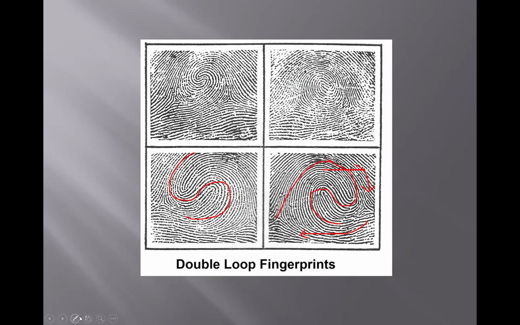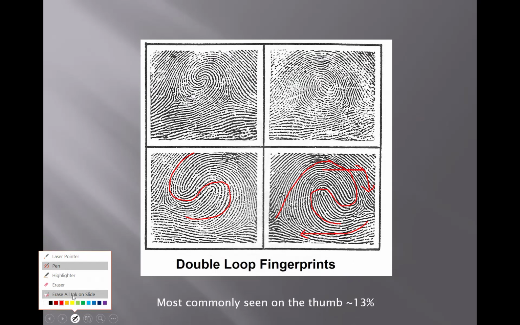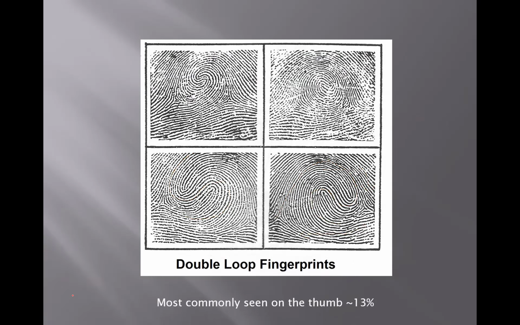personality. And the double loop is actually really only commonly seen on the thumb, on about 13% of cases of the thumb. It's relatively rare on all the other digits. So again, like we saw with the radial loop, it does tend to be a kind of prioritization of particular patterns on particular fingers. And that's actually very significant, of course, from a psychological point of view.